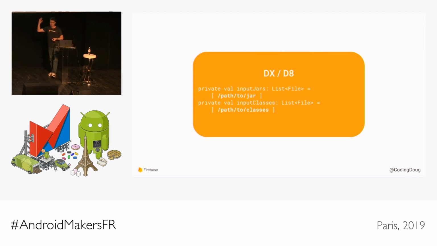So this is a simplified view, but you can think of it as a list of files that are classes and a list of files that are jars. And that's everything that you need to know. These are the inputs to DX.